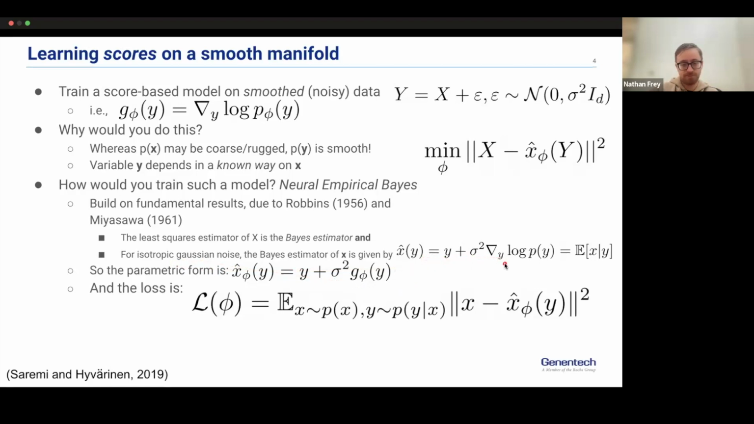So, okay, this is our Bayes estimator. And then of course we can parameterize this with a neural network.